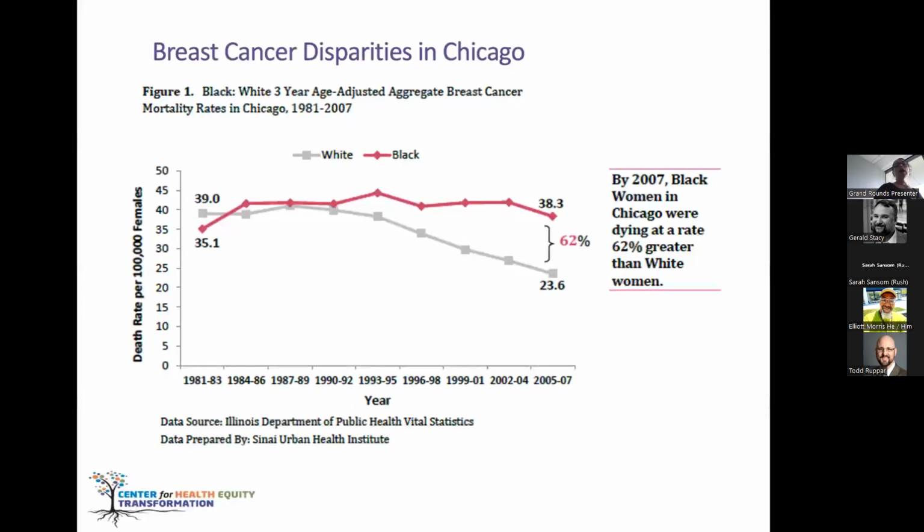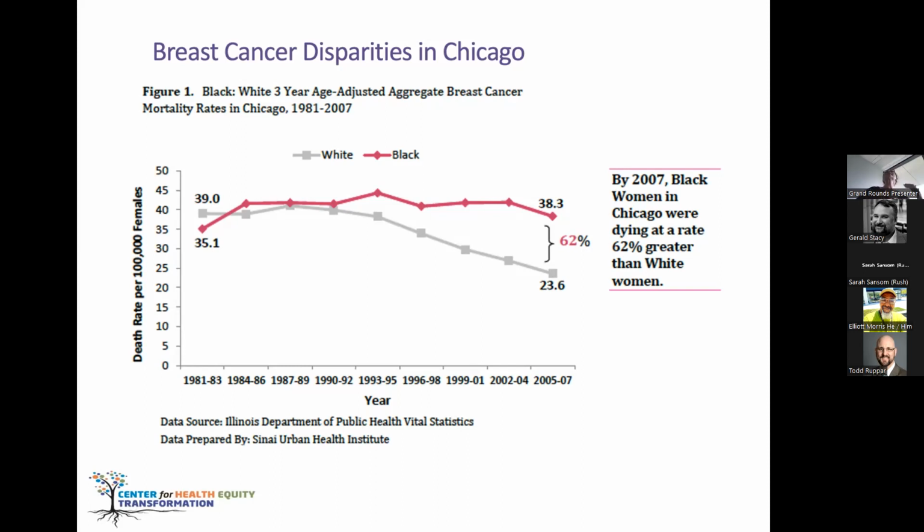So in terms of Chicago, you may have seen these data before, but we knew, right, in Chicago, we have, and we still to this day have terrible cancer disparities, right? Black, white, prostate, breast are some of the more prominent ones. But, you know, this was just one example. And I worked with Dr. Whitman back in the day, looking at data. It really showed that the mortality, these are black-white mortality rates, 3-year age-adjusted aggregate breast cancer mortality rates between 1981 to 2007. And in the early 1980s, that magenta line are the black women, and the gray line are white women. And there was about the same mortality for breast cancer in the early 80s. But something happened in the 90s where the line started to diverge, and by 2007, black women in Chicago were dying at a rate 62% greater than white women.